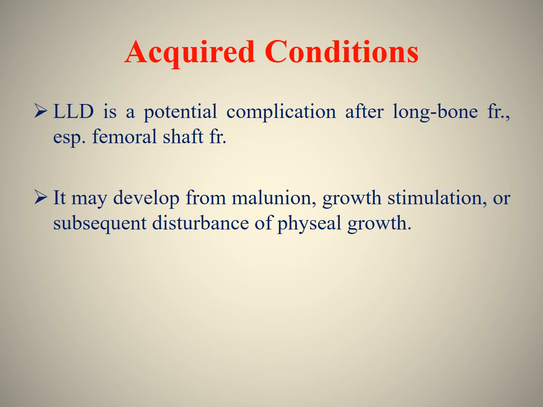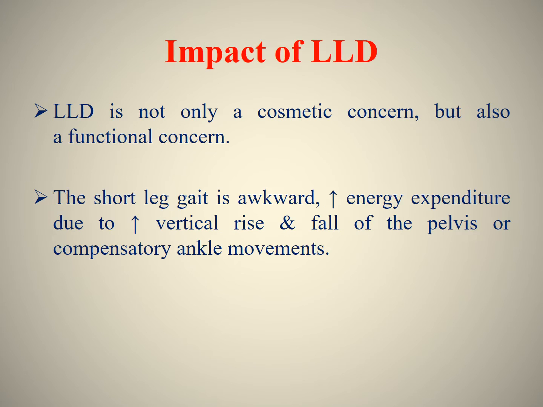The acquired condition limb length discrepancy is a potential complication after long bone fractures, like femoral shaft fractures. It may develop from malunion, growth stimulation, or subsequent disturbance of physeal growth. The impact of the limb length discrepancy is not only a cosmetic concern with the limping, but also a functional concern. The short leg gait is awkward, is difficult for the patient, increased energy expenditure due to increased vertical rise and fall of the pelvis or compensatory ankle movements.